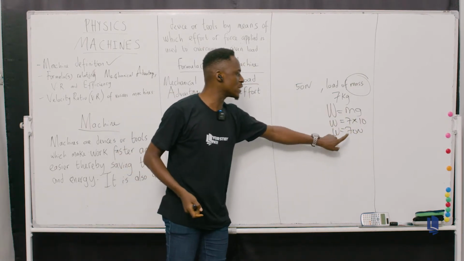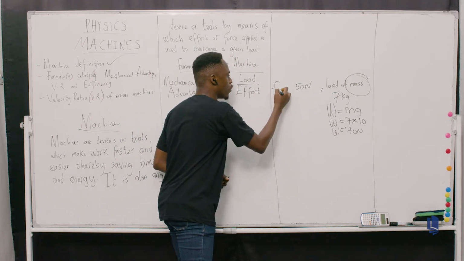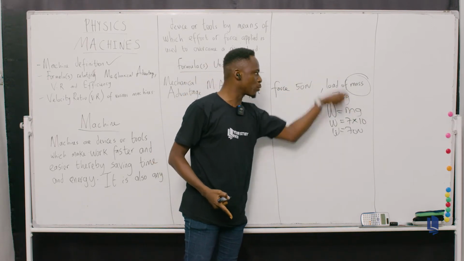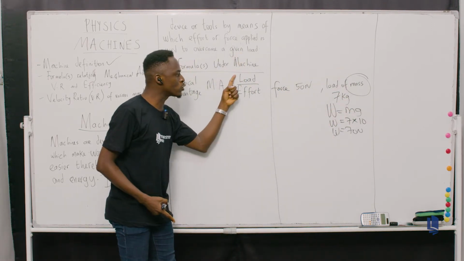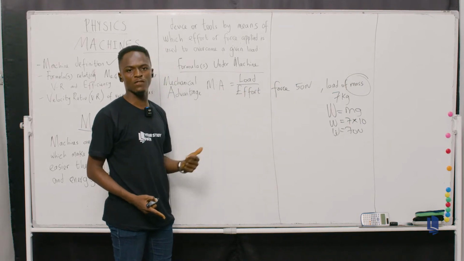Then you can proceed to say 70 Newton divided by 50. This is the force applied to overcome this load. This is the load on top divided by the effort you are putting in. That gives you your mechanical advantage.